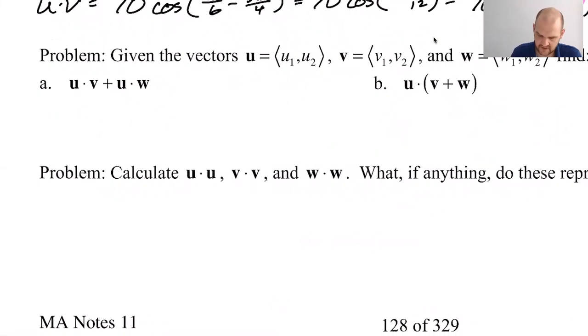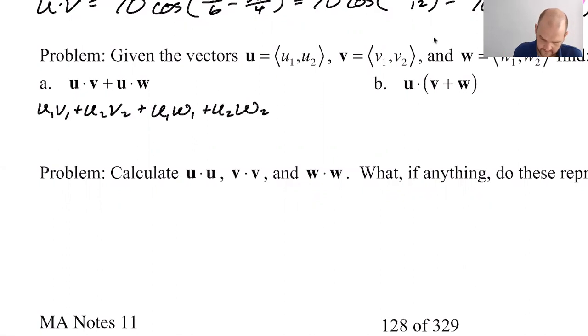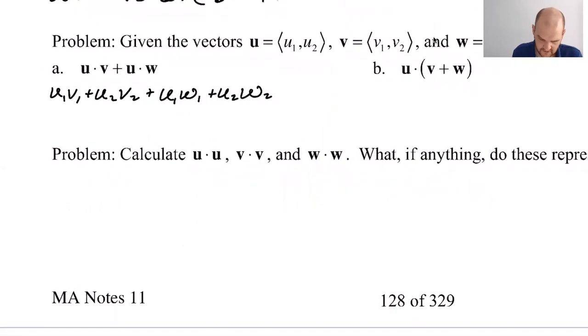All right, let's see if we can do this. This feels like a linear algebra problem to me, where we're going to find these weird things and be like, oh, look at this. So u dot v is going to be u1 v1 plus u2 v2, plus u dot w is going to be u1 w1 plus u2 w2. All right, is there anything we can do with that?